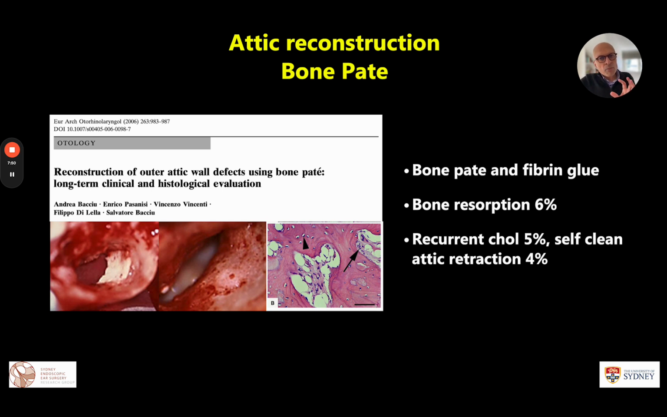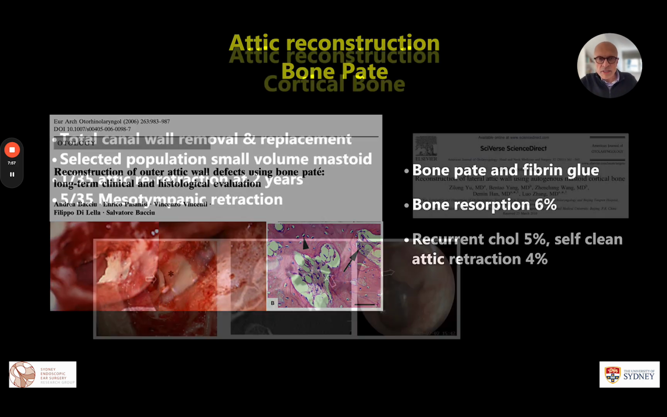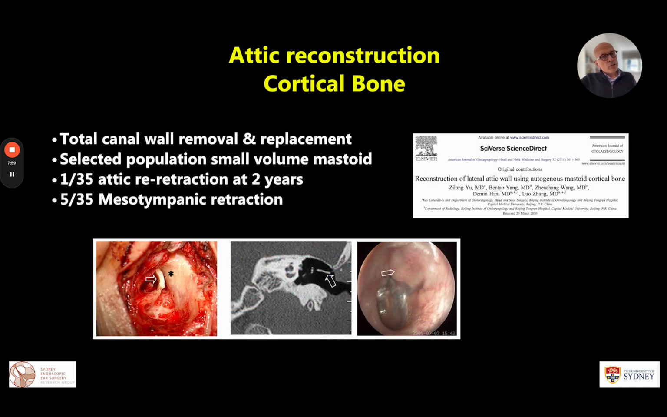So I think when we're looking at attic reconstruction, particularly if we've got large attic defects, bone pate may play a part in how we think about reconstruction. Cortical bone has also been used here, an interesting study looking at different mastoid phenotypes. They looked at mastoids that were contracted, low tegmen, anterior sigmoid, and took out the canal wall, removed the disease, and then put the canal wall back essentially, and showed minimal attic re-retraction at 2 years, 1 out of 35 patients. These were all patients that had a second look procedure to check if there was a re-retraction or a recurrence.